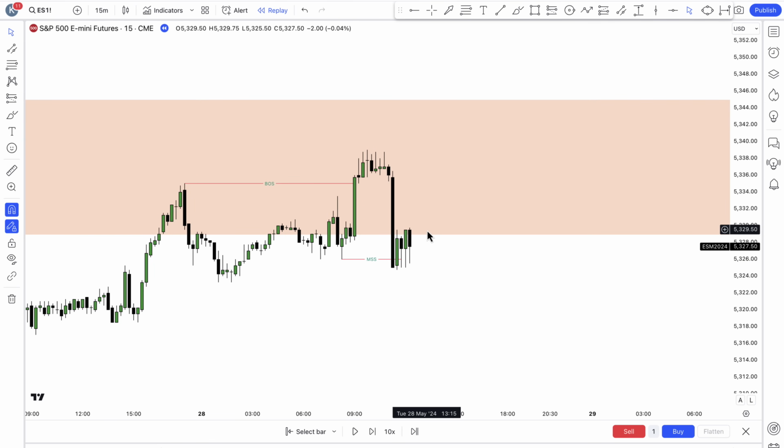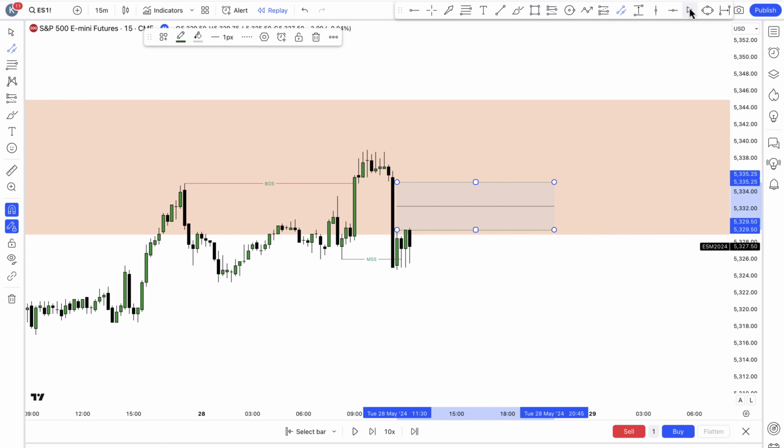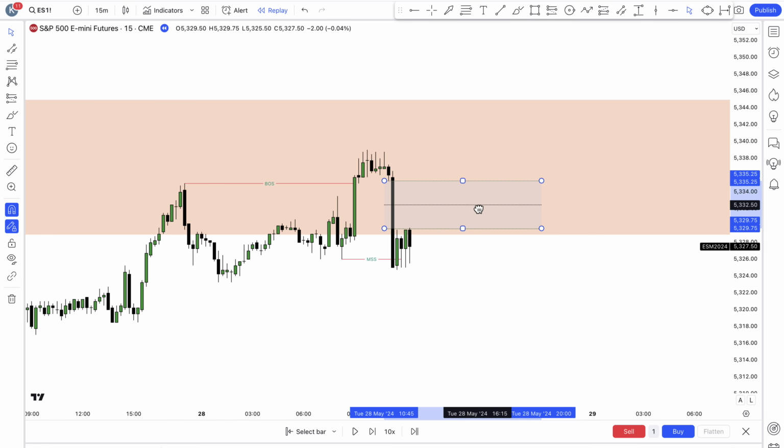But where do you take the trade? I have taught so many ICT concepts, and this is it. Look at this. You have a fair value gap right here, a very big one. What did I tell you about that as ICT taught? When you have a very big fair value gap like that, the middle of that fair value gap becomes the most interesting thing, or at least the first 50% of that fair value gap.